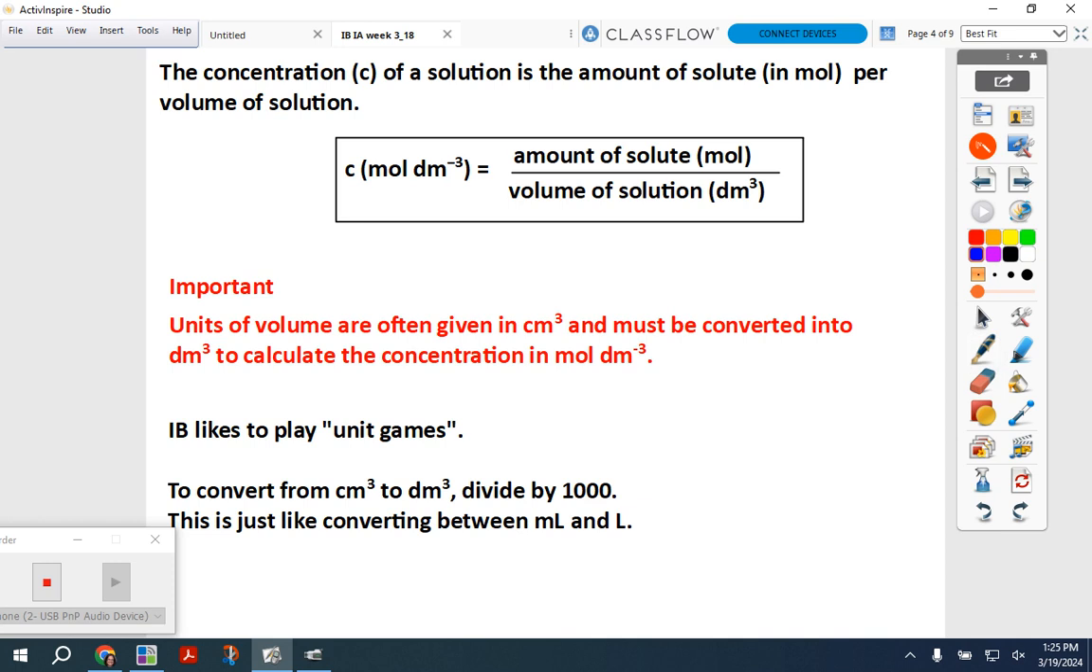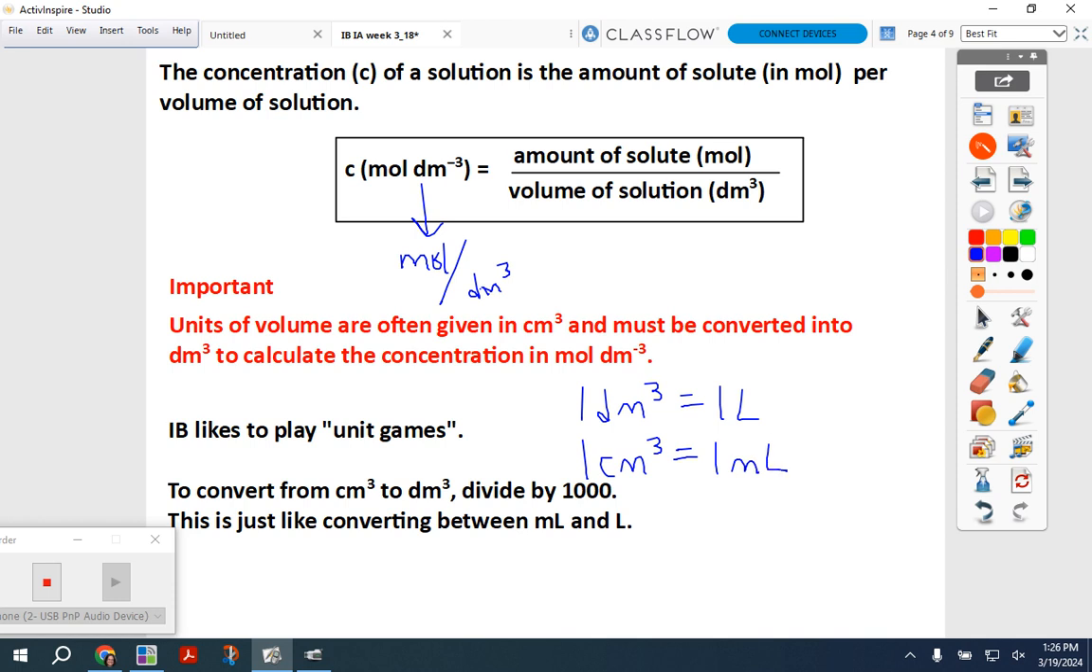Let's see if the pen will work. Yay, we have pen. So this is basically saying moles per decimeter cubed. The negative sign just means it's on the bottom. Okay, so you're dividing by that. A decimeter cubed is equal to 1 liter. One centimeter cubed is equal to 1 milliliter.